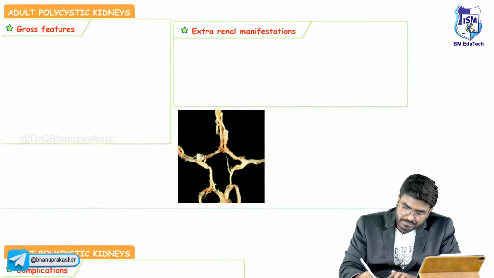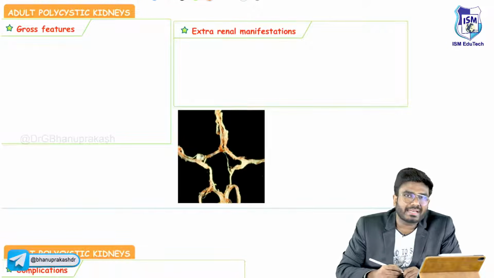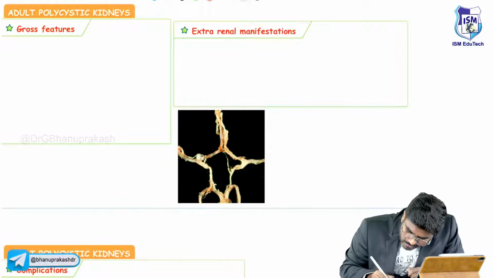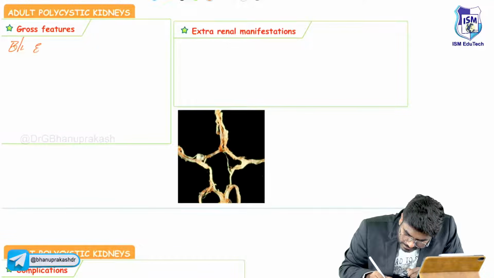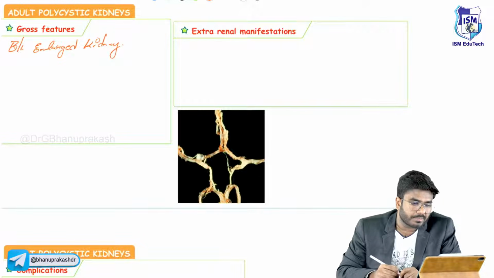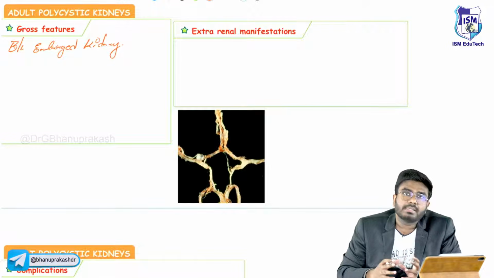So what are the important points? See, gross features. What are the gross features that you can see? Bilaterally enlarged kidneys, right? First, there is going to be bilaterally enlarged kidneys, almost the size of a volleyball. Multiple cysts are going to be present in both the cortex as well as the medulla.